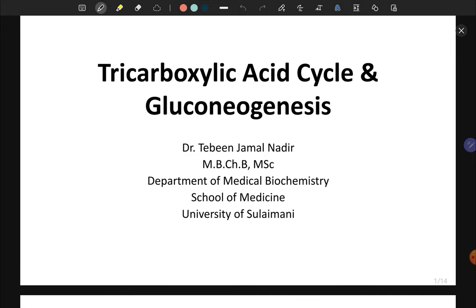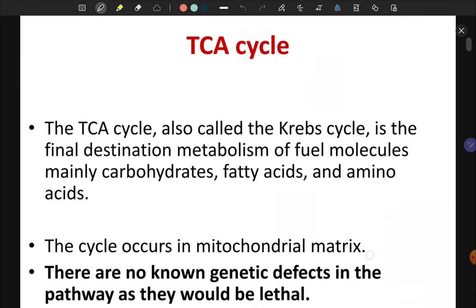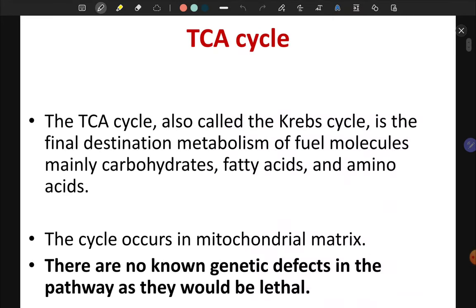The TCA cycle, also called the Krebs cycle, is the final destination of the metabolism of fuel molecules, mainly carbohydrate, fatty acid, and amino acid. I'm going to talk about just the carbohydrate. It is the final destination of metabolism for all the major sources of energy, including carbohydrate, fatty acid, and amino acids. It happens in the mitochondrial matrix.